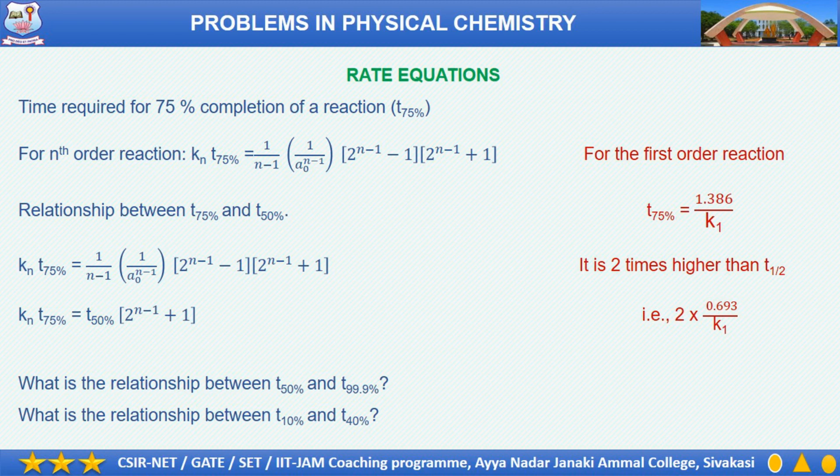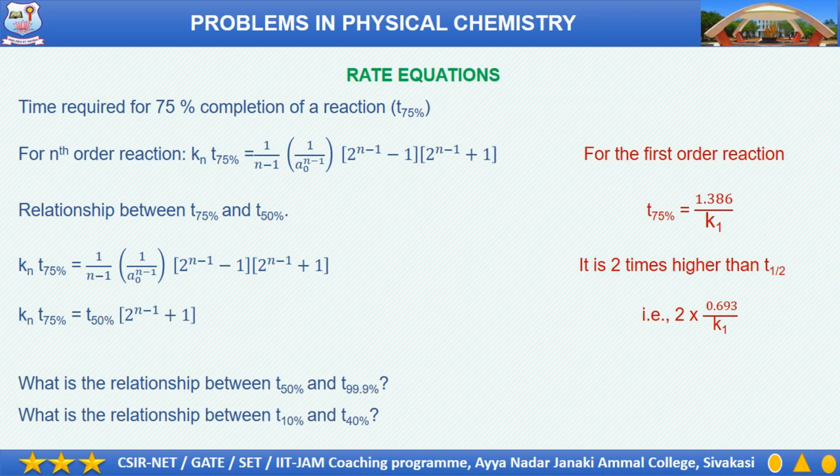What is the relationship? If you compare these two, these terms are present in the T50% itself. Therefore, the relationship is T75% is equal to 2 power n minus 1 plus 1 into T50%. This is the relationship. If the two times are given, it is easy for you to calculate the order of the reaction. If the order is given, you may be asked to calculate 50%. And don't think that only 50 or 75% would be asked. 100% would not be asked for any other order except the zero order.